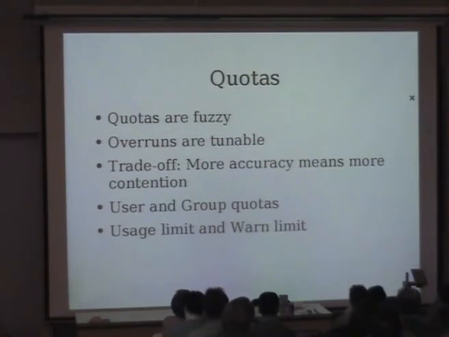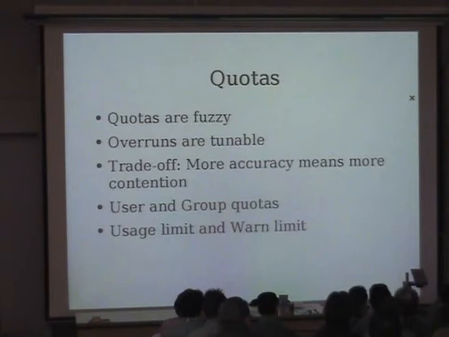So what happens is we take the amount of space that's left between the limit of the user's quota and what they currently have and divide it up among the number of machines that are doing allocation.